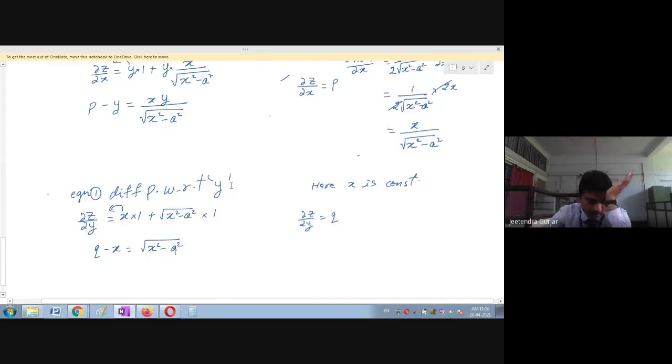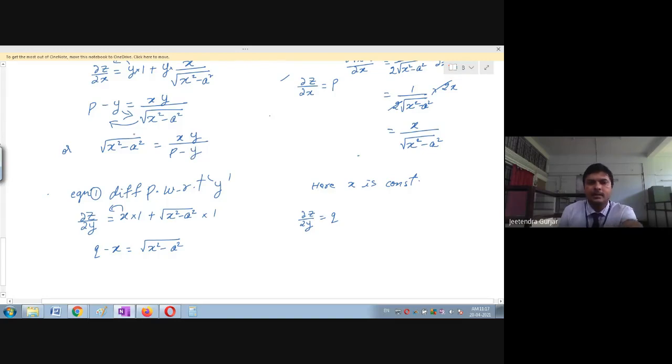How to eliminate this? Okay, one thing is very simple. Square root of x square minus a square I can see here. So what I will do, I will just modify. I'll bring this on LHS and this on RHS. So how are you going to write this? Rewrite this as square root of x square minus a square is equal to xy divided by p minus y.